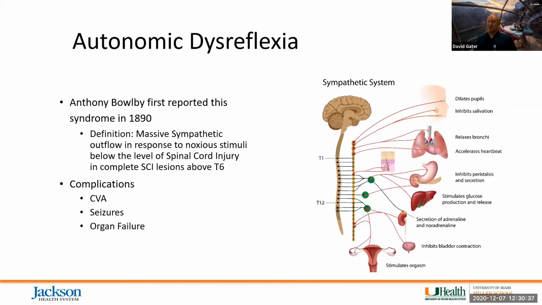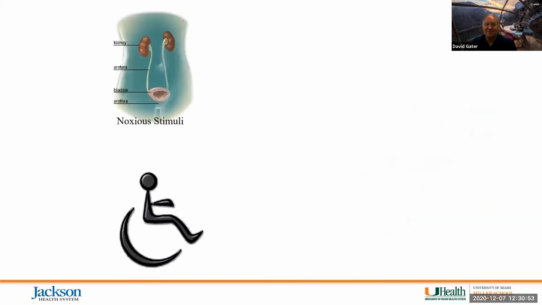Recognizing that, again, pain below the level of the injury is a noxious stimulus that will cause a massive sympathetic outflow and subsequently an impending hypertensive crisis. We know this is autonomic dysreflexia. And so I can hardly do a presentation without talking about AD.